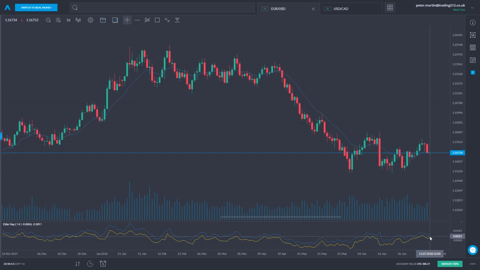Now, as with using any indicator, it's probably a good idea to use it in conjunction with other indicators to help confirm your signals. And it's probably a good idea also, if you think this might be an indicator you'd like to use, to use a demo account, try it out, see if it works for you. Well, that's just a quick introduction to the Elder-Ray indicator.